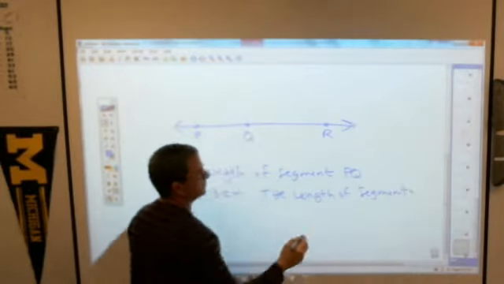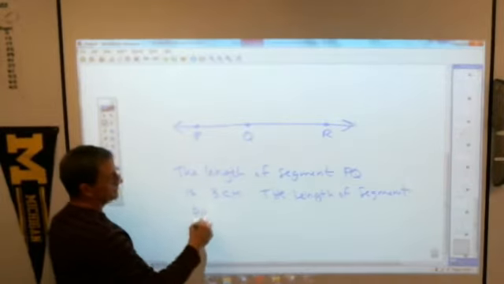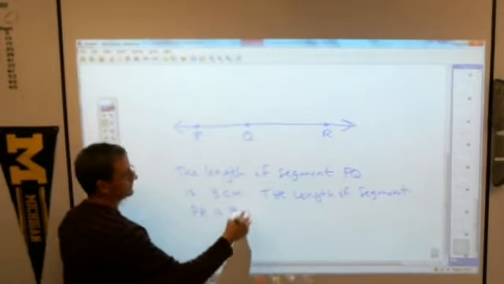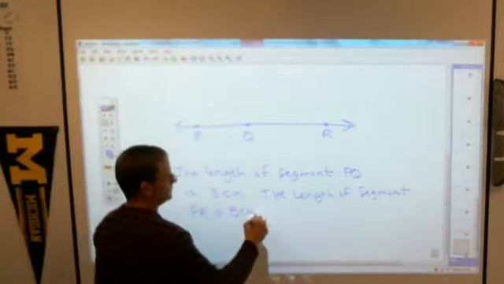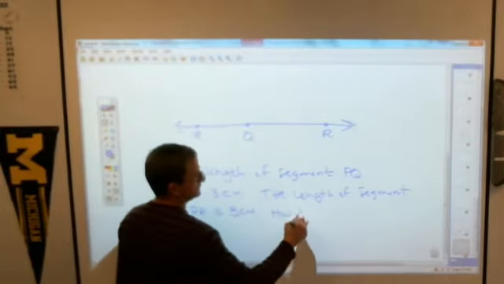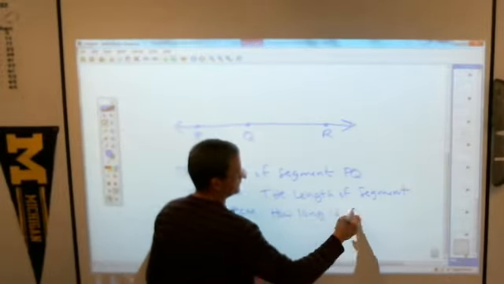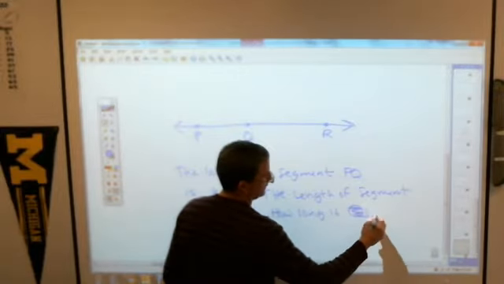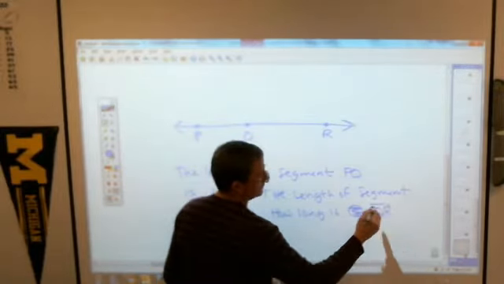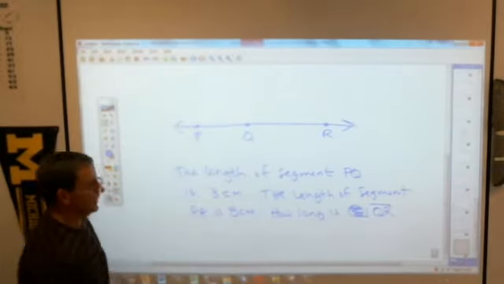The length of segment PR is 8 centimeters. What is the length of segment QR? How long is Q? Oops, sorry. Well, I'll write it here. How long is segment QR? I'll just write it like that because we can't.